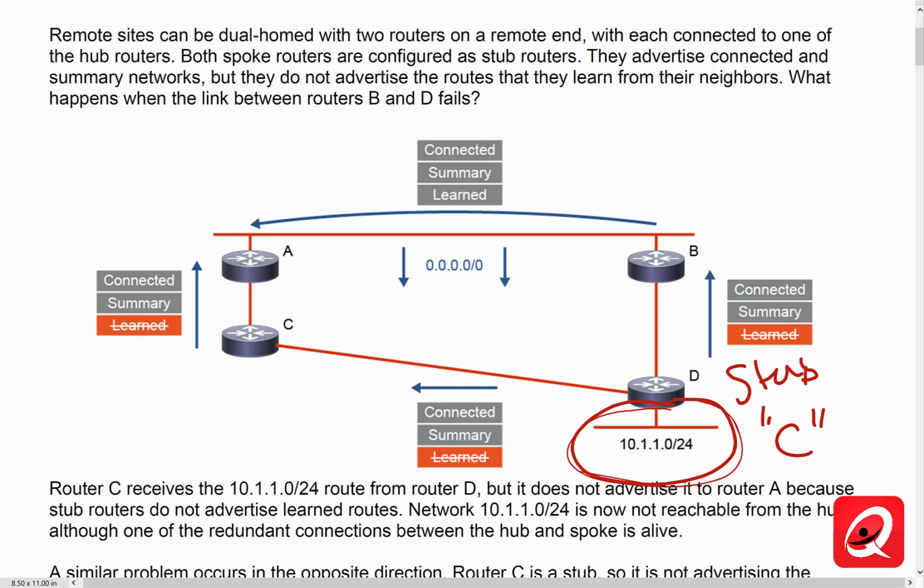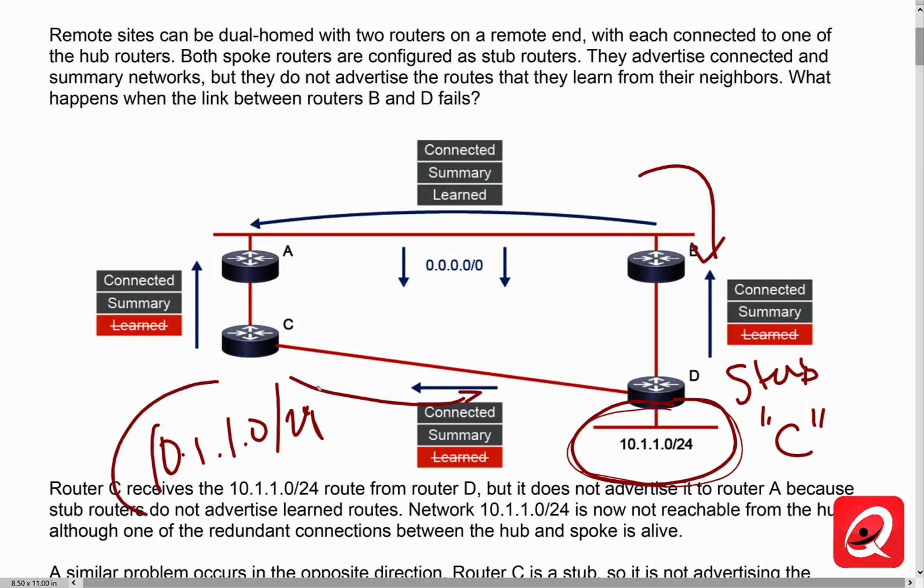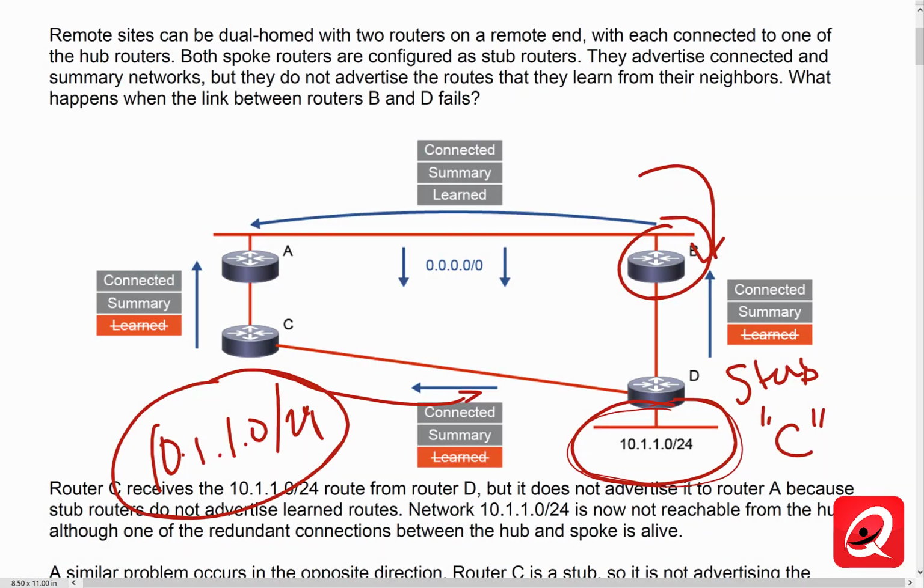Now, we've configured this router as a stub, which says don't query me. So B will never query D. C will never query D if we lose a route from the corporate side. But because 10.1.1.0 is connected, that 10.1.1.0 network is going to be advertised. So C will know about the 10.1.1.0 network, and B will know about the 10.1.1.0 network.